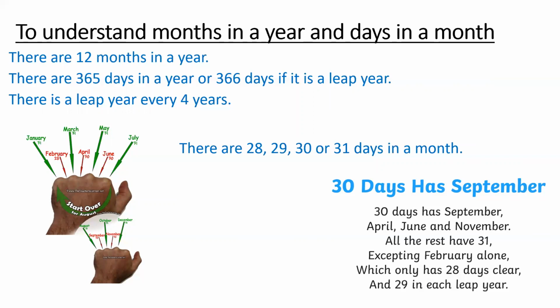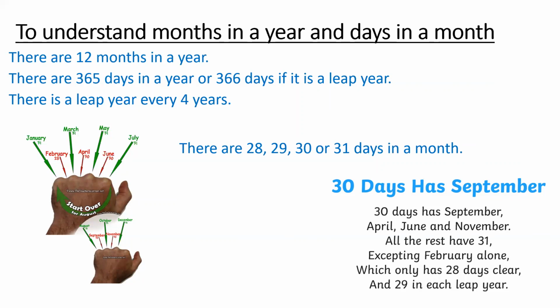There's 2 different ways to work this out, and here we have the way where we can use our knuckles to work it out, or I'm going to use this poem. So this poem says 30 days has September, April, June, and November. So if we have a look over here, we can check it. April, yeah, June, yeah, September, and November. So that works for the poem. All the rest have 31, January, March, May, July, August, October, and December, except February alone, which has 28 days clear and 29 every leap year.